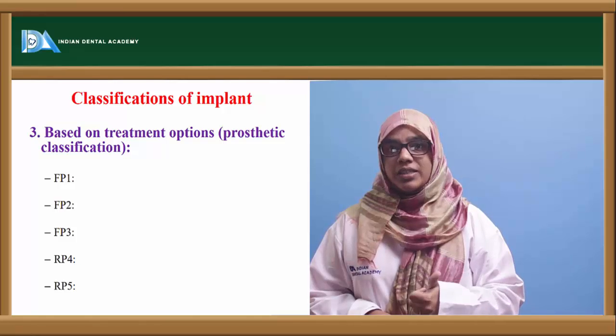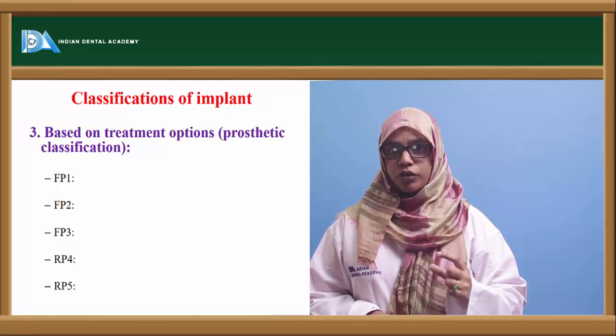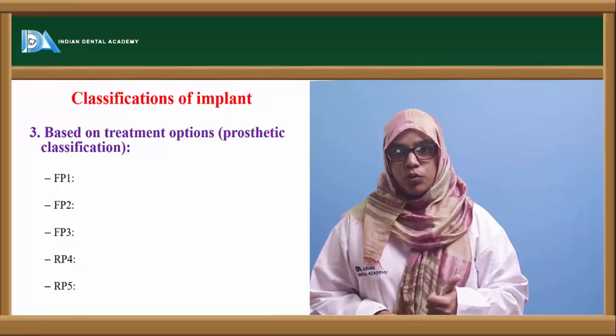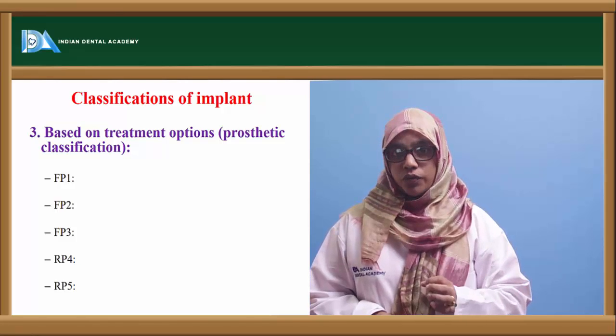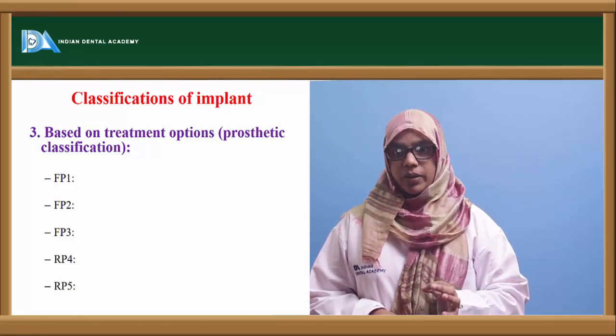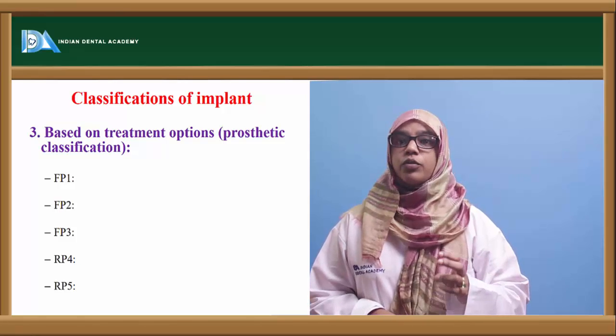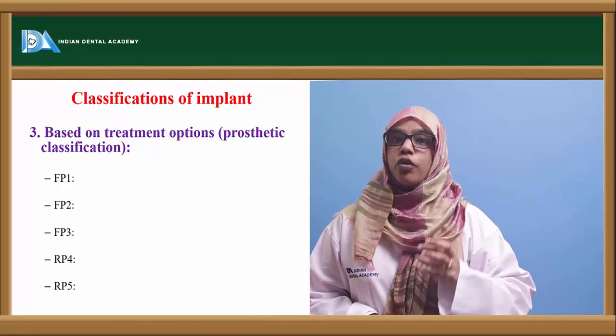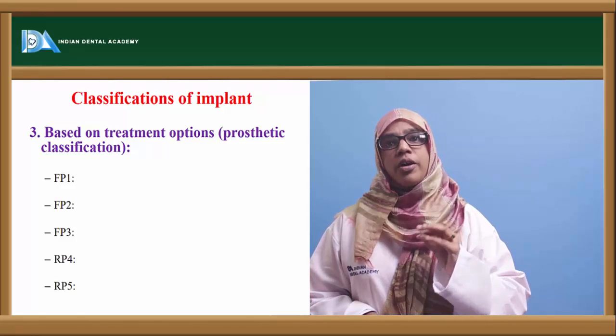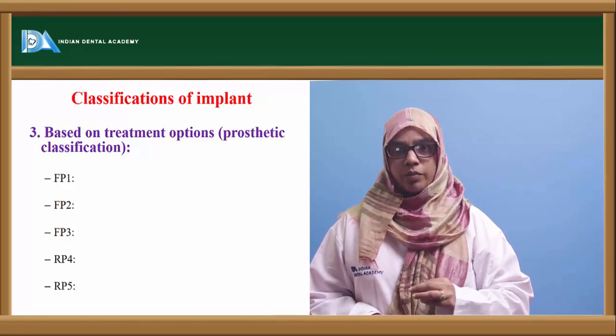Then, based upon the treatment option, Misch has divided the implant prosthesis into 5 treatment options. FP1, wherein you replace the crown portion of the tooth with an implant. FP2, where you have to replace the crown and missing root with the implant. FP3 is where you have to restore the crown as well as some amount of soft tissue, that is gingiva, in the form of pink acrylic when you are giving a prosthesis.